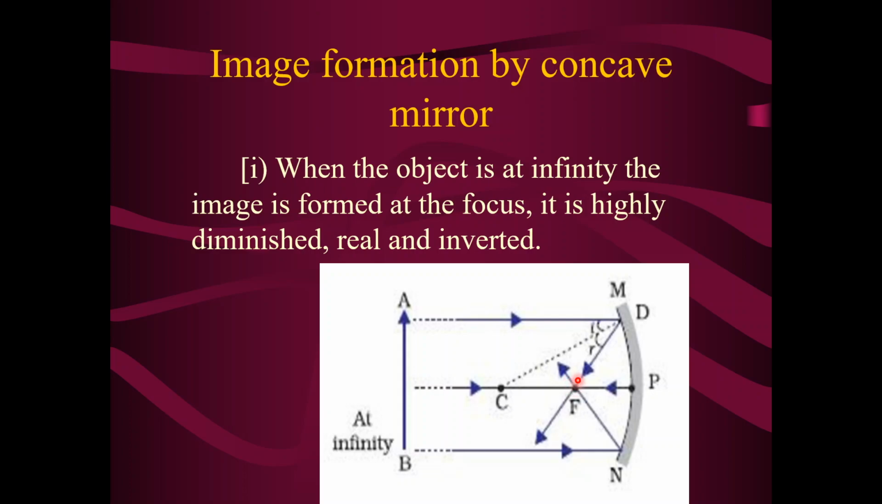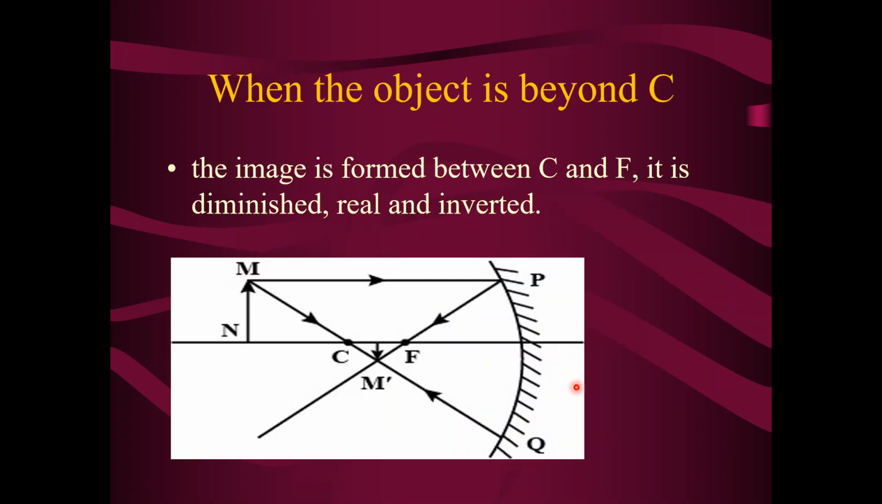It means where is the image formed? At the focus. What is the size of the image? Highly diminished, very small. Since the rays here, you can see, are really meeting at a point, it is a real and inverted image. So when the object is at infinity, the image is formed at the focus, which is very small, real and inverted. Next position, the object is placed beyond C.